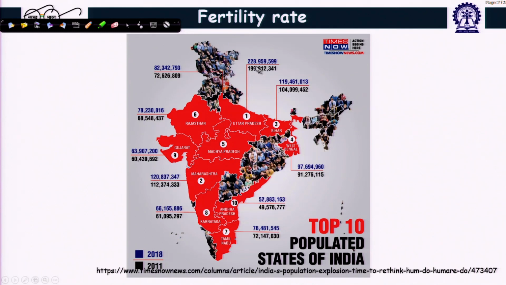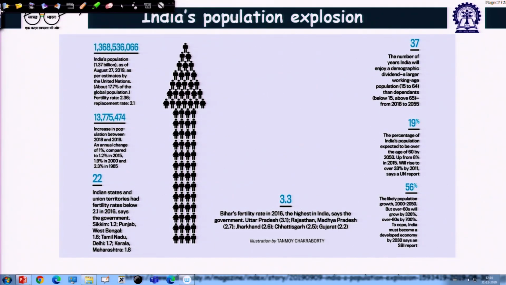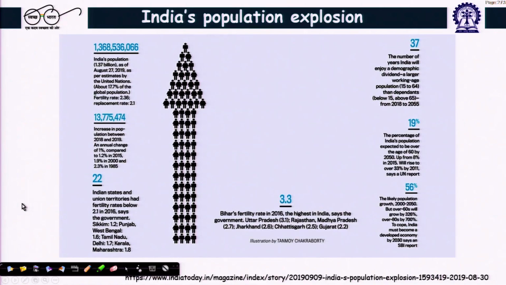As you can see, these 10 states have higher population and they do have a higher birth rate, the fertility rate, as well. Let me move this somewhere at the bottom here, so that may be better. If you look at India's population explosion, Bihar's fertility rate was the highest in India as per 2016 data: 3.3. Uttar Pradesh is 3.1, Rajasthan and Madhya Pradesh 2.7, Jharkhand 2.6, Chhattisgarh 2.5, and Gujarat 2.2.